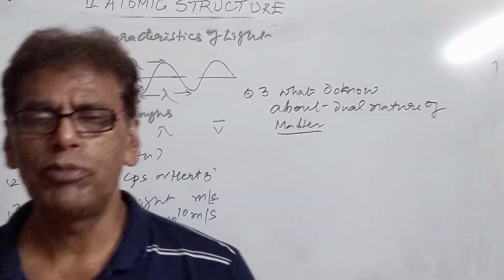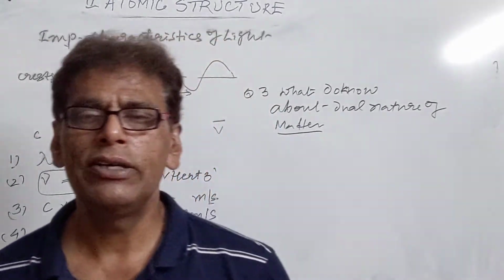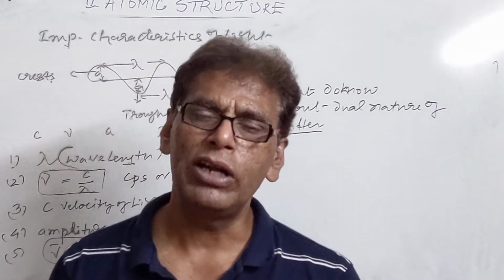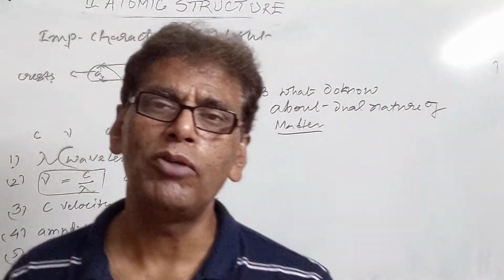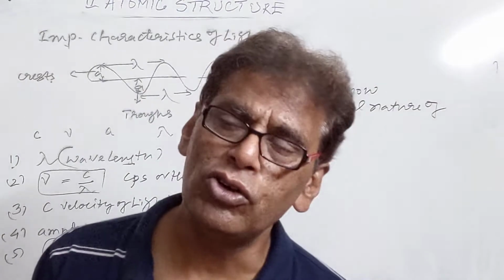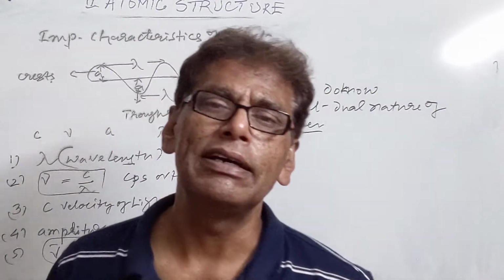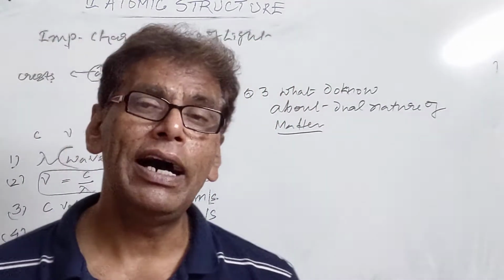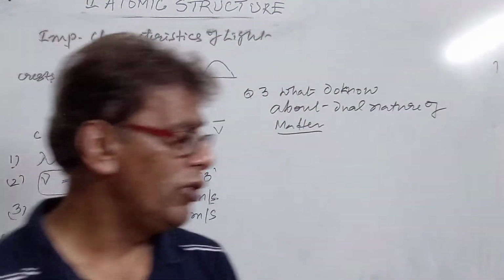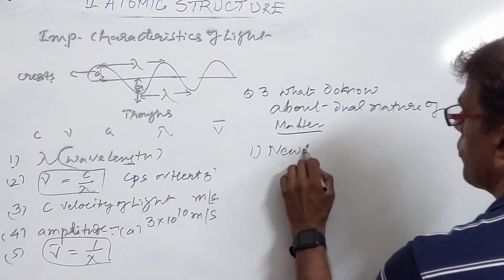Two theories were put forward. One theory was given by Newton, known as Newton's corpuscular theory. According to this theory, a body emits or absorbs energy in the form of photons, and these photons are particles which travel from one source to another. Then we have the wave theory, that is Huygens' theory. First was Newton's corpuscular theory.